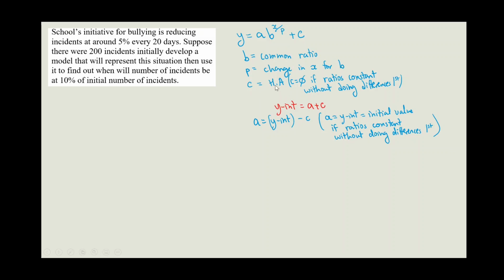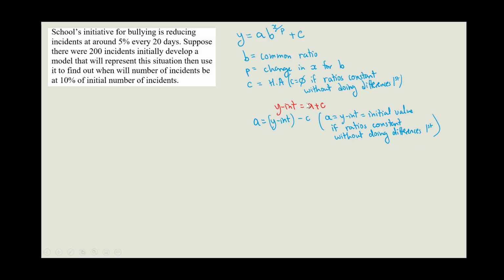C will be represented as horizontal asymptote, and this horizontal asymptote in most cases will be 0, and that is definitely true if the ratios that we were finding to find this b were constant ratios right away on the first output values without you doing first differences on the output values first. And then in general, y-intercept is always going to be a plus c.